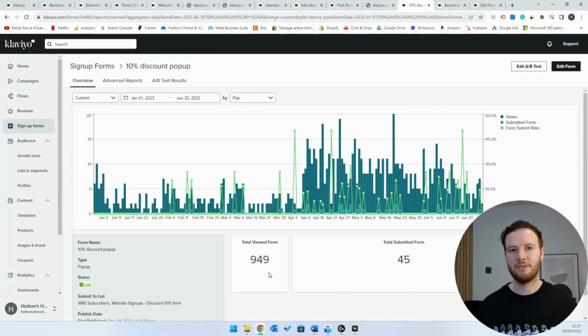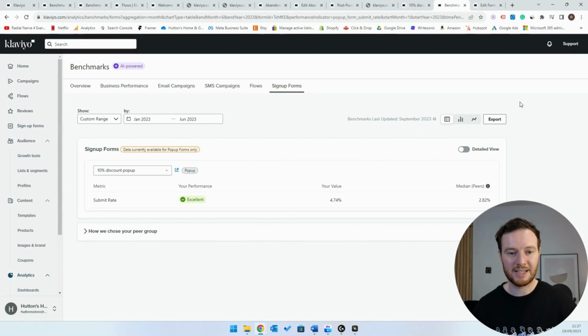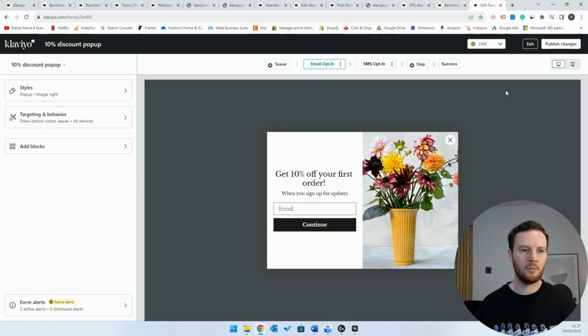But you are allowed to give them a discount if it is website wide and not dedicated to that specific item only. So let's look at the benchmarks, and we'll see that 4.74 is quite a lot higher than my peers at 2.82. Granted, that's probably due to the small sample size, I would expect. And here is the form that I did. And I think it looks pretty good, and it seemed to be very simple and work reasonably well.